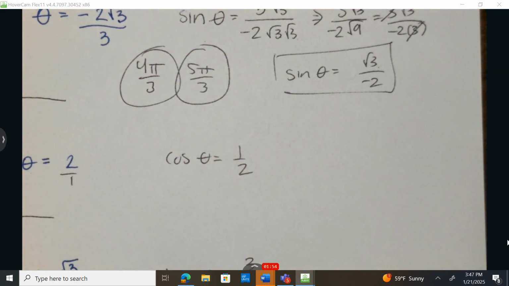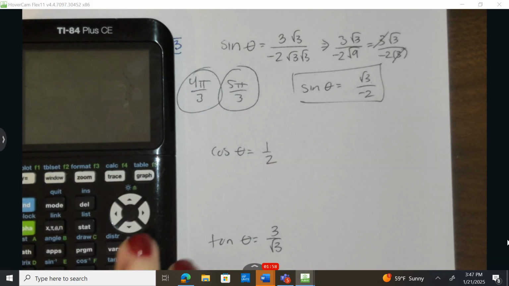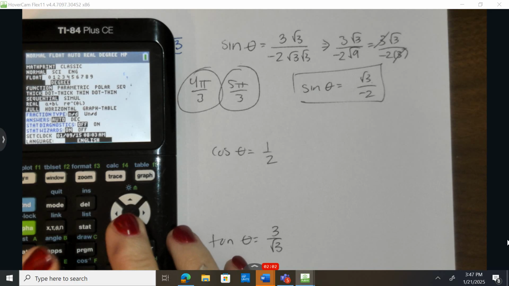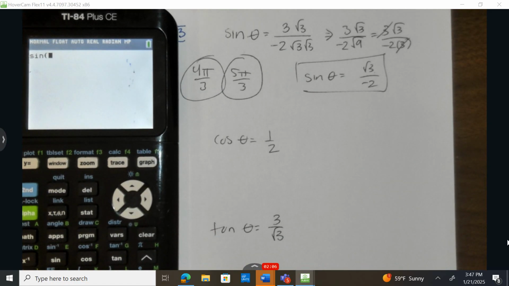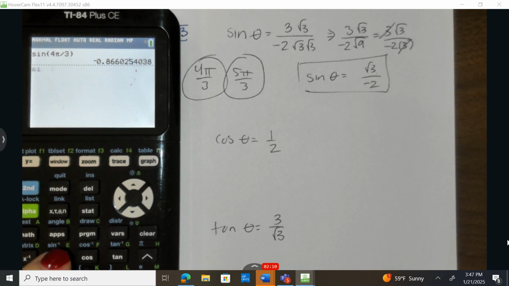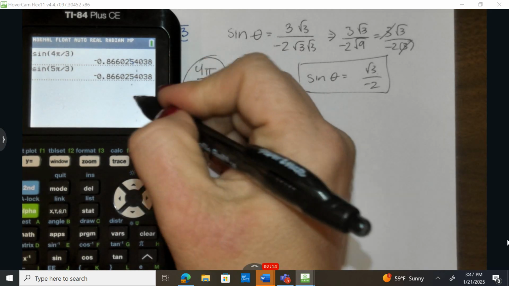Now, is there a way to make sure that this is correct? Let's check. I'm going to make sure that I'm in radians, so I'm going to go up to mode and make sure that I'm in radian measurements, and I'm going to type this in, sine of 4 pi divided by 3, and then the sine of 5 pi divided by 3. I get the exact same measurement.